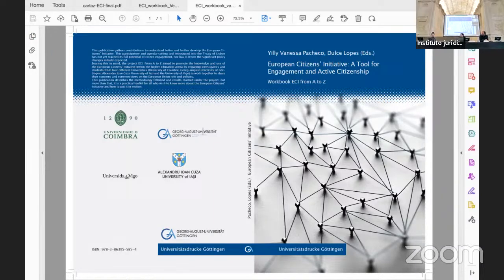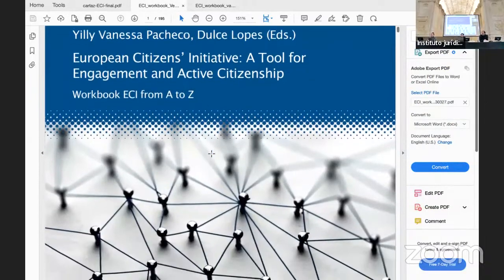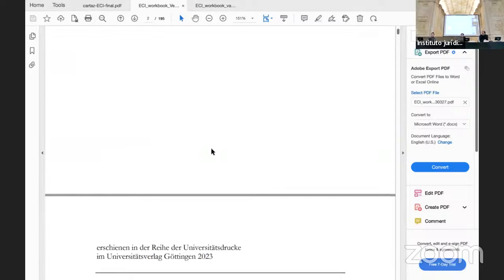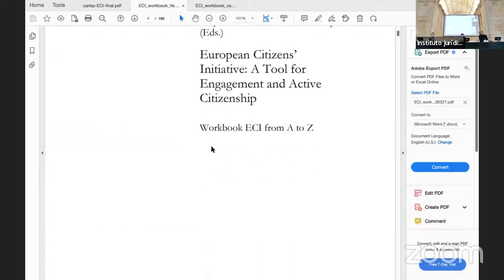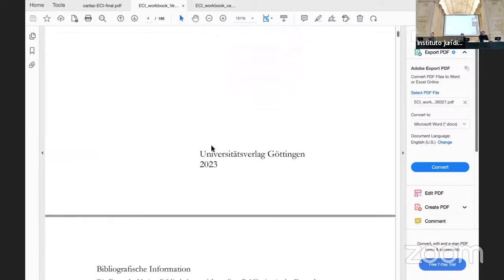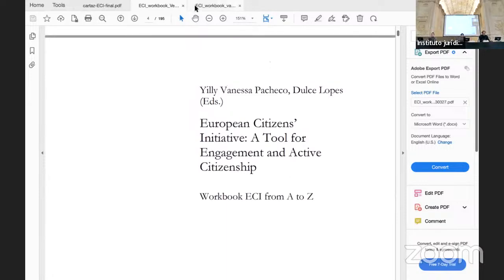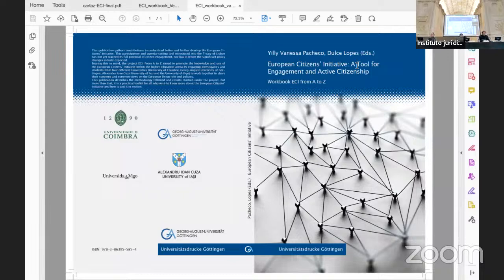Yes, as Professor Dulce said before, this is one of the main outputs of this project. And we are so proud that we managed to have contributions not only from the researchers that are part of the project in the 4 different universities, but also from external contributions and NGOs and the national contact points as well. Basically the idea in this workbook is that we have 2 different parts. The first part is about the conceptual, legal, and theoretical aspects of the European Citizens Initiative. And by the way, we called the book exactly as our project: European Citizens Initiative, a tool for engagement and active citizenship.